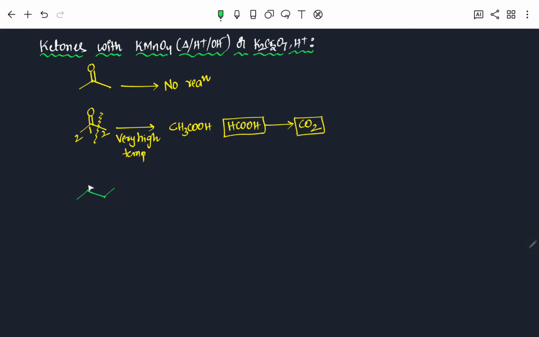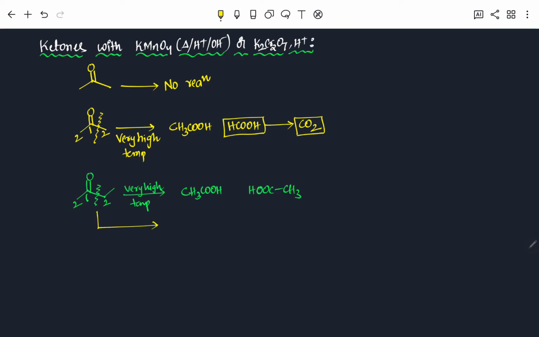Suppose in the ketone, two different groups are present on both sides. It is called an unsymmetrical ketone, because the ketone is connected to two different groups. It is a 1,2 carbon. It is also a 1,2 carbon. In this case, we can break the C-C bond on both sides. So the reaction takes place only at very high temperature. Suppose we break this bond, the left group is converted to acetic acid and the right group is also converted to acetic acid.